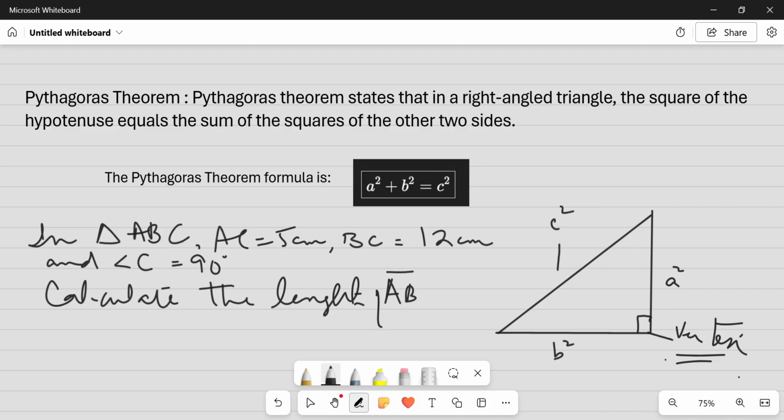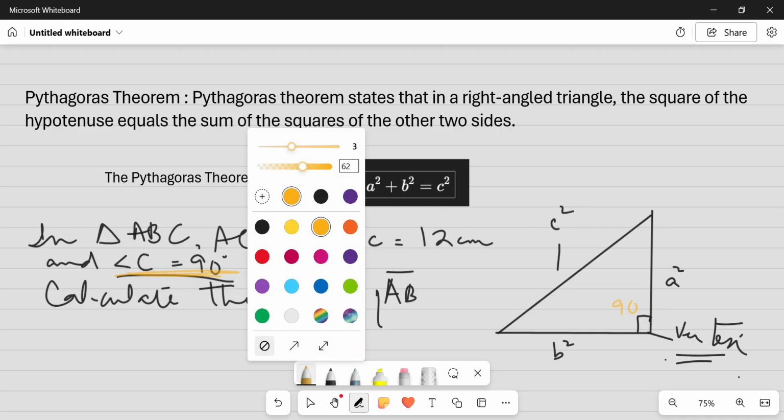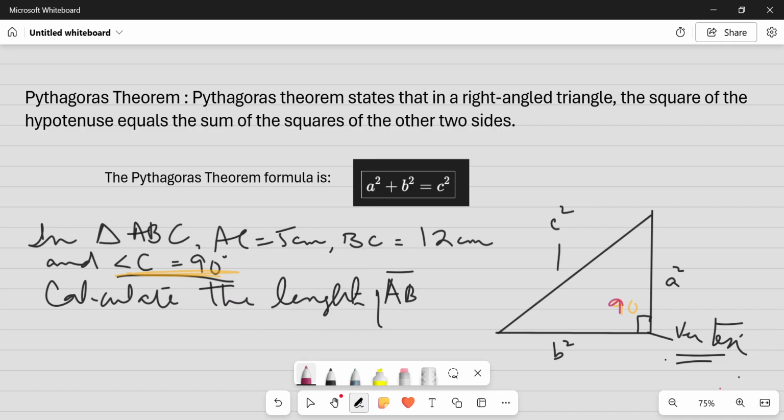Please read the question. It says angle C is 90 degree. So where in this picture is the 90 degree? Here it's 90 degree, and it says angle C, so I pointed at angle C. Now one of the sides is supposed to be A or B. If this one is C, then I'm saying this is A, or this one is B.